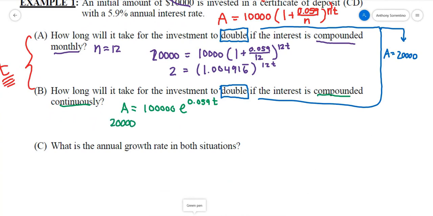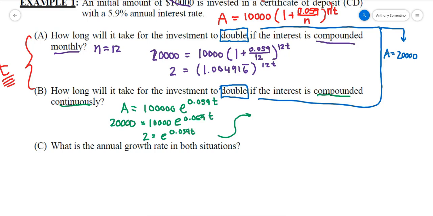And again, I'm just going to use the information that I have, and because of the doubling, I now know that's going to be 20,000 equaling 10,000 e to the 0.059t. I would divide both sides by 10,000, and I would get 2 equals e to the 0.059t. One of the good things about situations where there's e involved, you don't have to worry about logarithms and the change of base, because there's only one logarithm you would use, natural log.